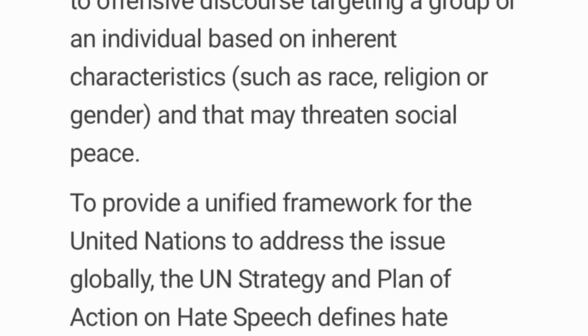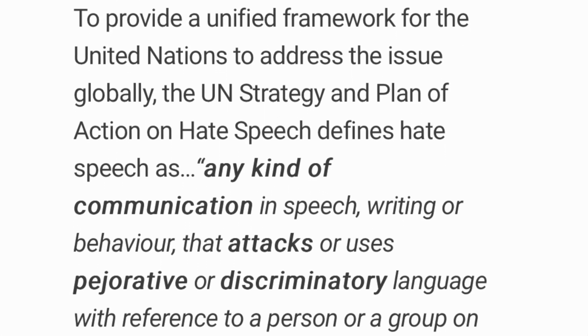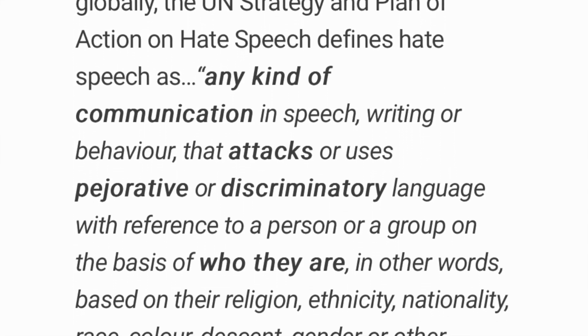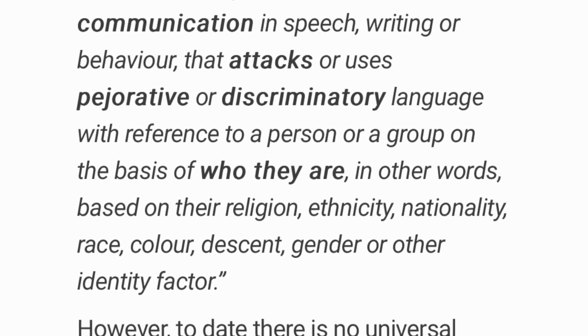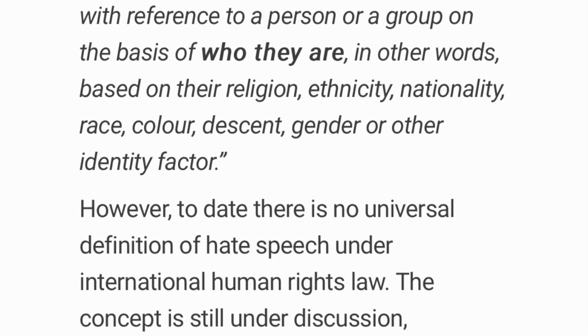Any kind of communication in speech, writing, or behavior that attacks or uses pejorative or discriminatory language with reference to a person or group on the basis of who they are, in other words, based on their religion, ethnicity, nationality, race, color, descent, gender, or other identity factor.